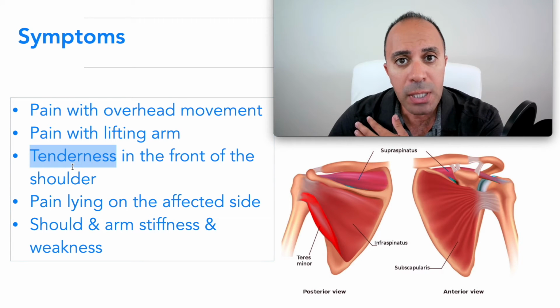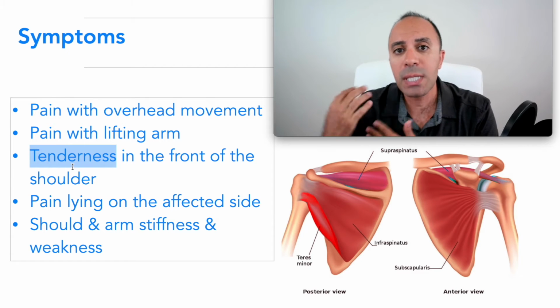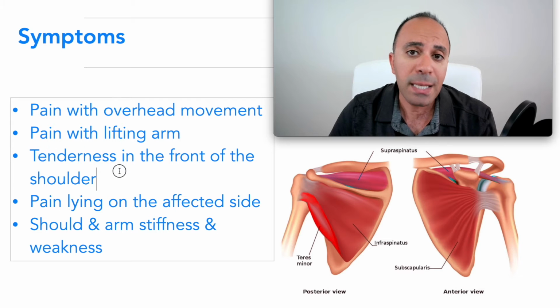You will feel tenderness in the front of your shoulder. You will feel pain probably when you sleep on the side that is involved, and you might also feel stiffness and weakness on that side.